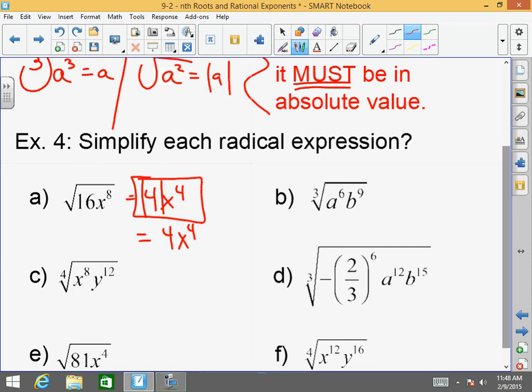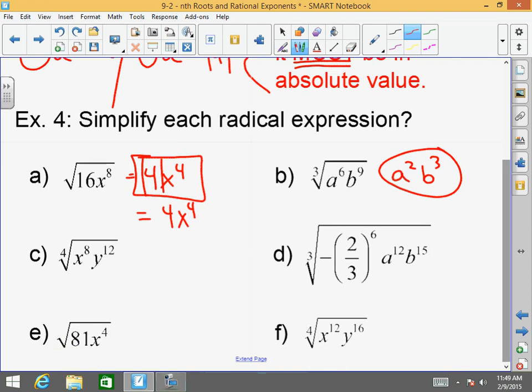B, the cube root of a to the 6th, b to the 9th. It's going to be a cubed, b cubed. No need for absolute values when you're talking about odd indexes. And actually, Mr. Moore needs to learn how to divide. This would be a squared, b to the 3rd. Sorry about that, because 6 divided by 3 is 2, and 9 divided by 3 is 3.